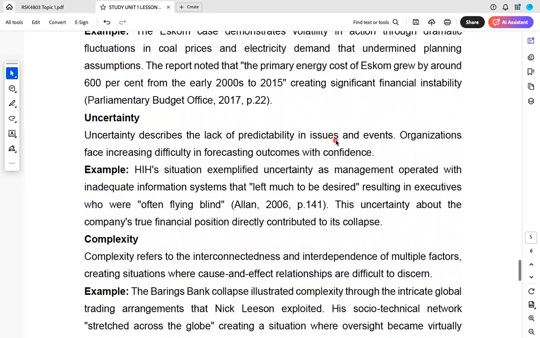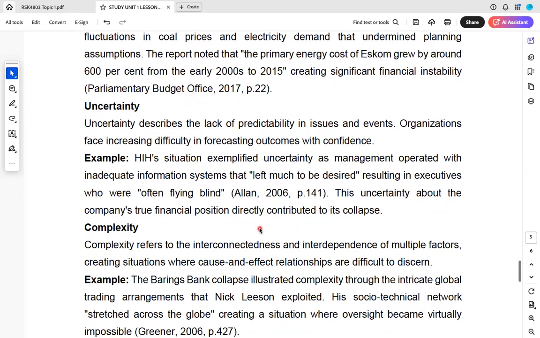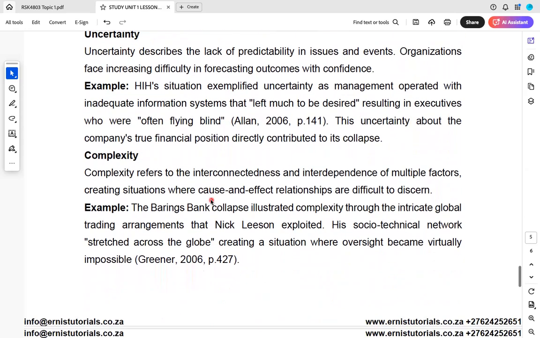We also have businesses exposed to a lot of uncertainty. This describes the lack of predictability in issues and events. Organizations face increasing difficulty in forecasting outcomes with confidence due to the uncertainty that comes with issues and events. We see this in the case of HIH, that insurance company. Management operated with inadequate information systems that left a lot to be desired, and executives were often flying blind with not enough information. Remember, we did say at HIH, bad news wasn't communicated to the top board unless it really had to be, which was a problem. So there was a lot of uncertainty with regards to the true financial position of the insurance company, which led to its collapse.